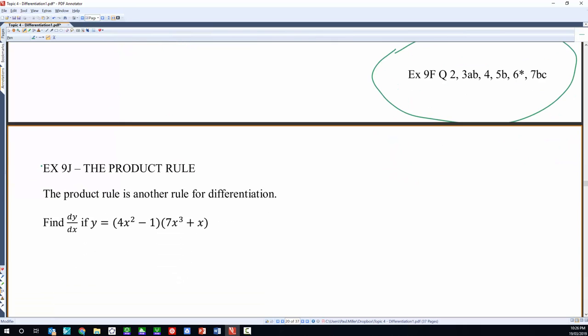And there's a little teaser for the next lesson, the product rule. Cool.